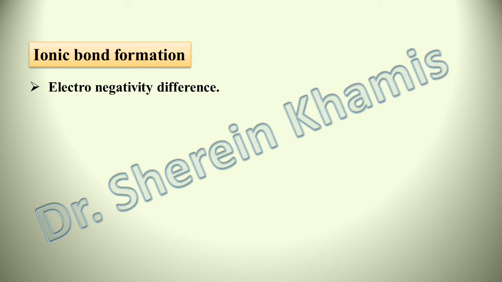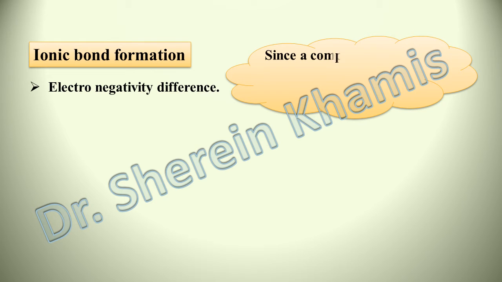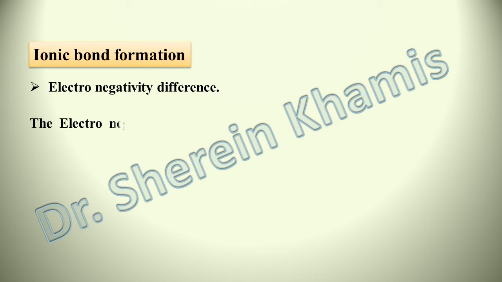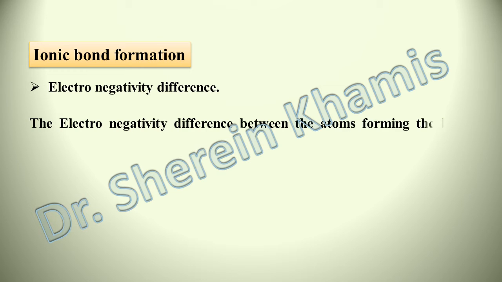Okay, electronegativity difference between the positive and negative ions. Since a complete transfer of electrons from the less electronegative atom is required for the formation of an ionic bond, the electronegativity difference between the atoms forming the bond must be appreciably high, or extremely high, to make a stable state for the bond.